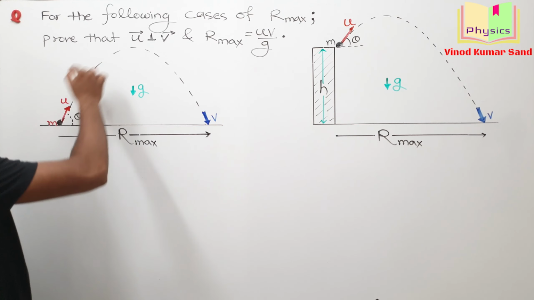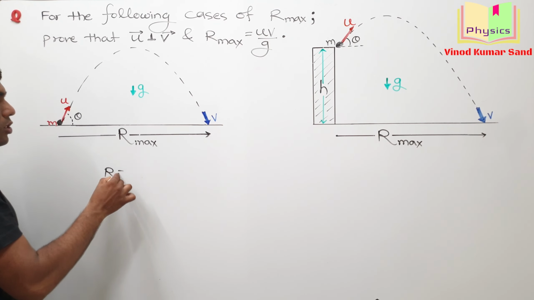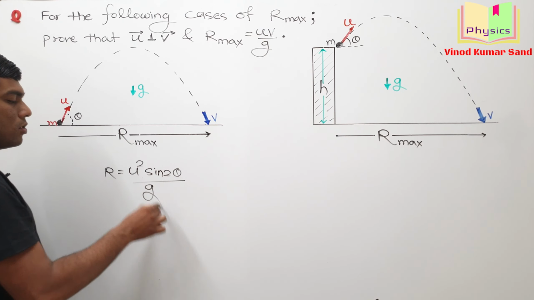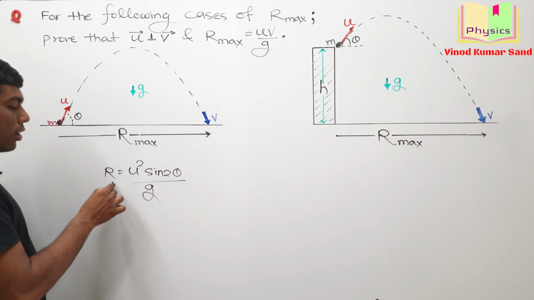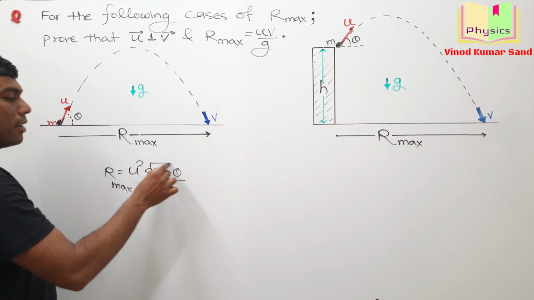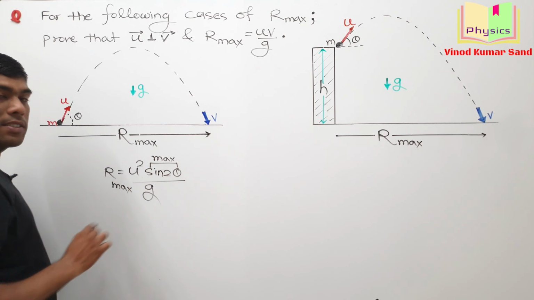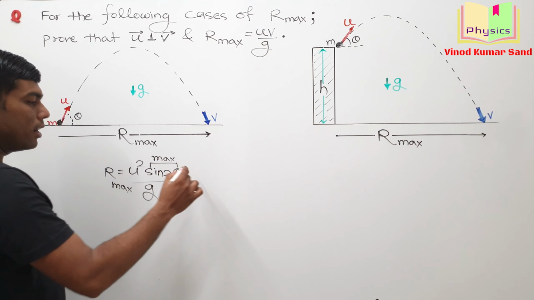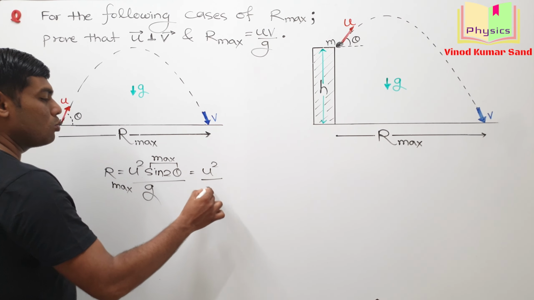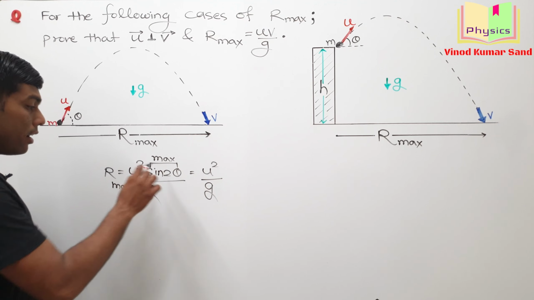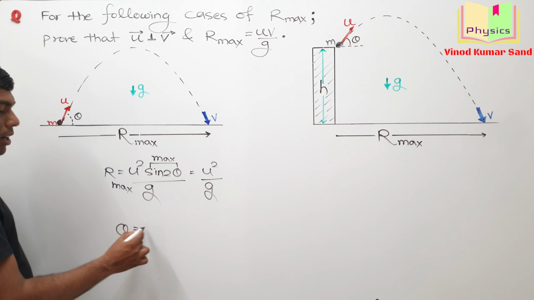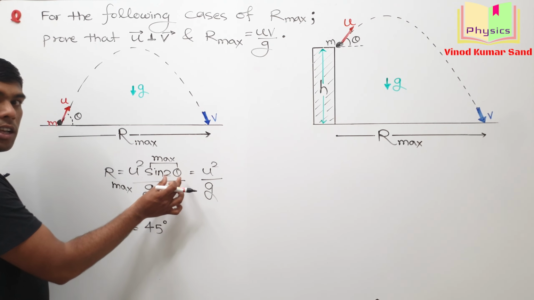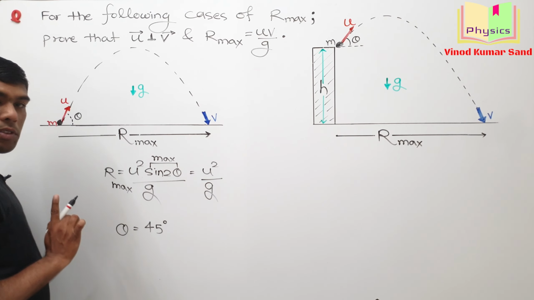For this case, we know the formula of the range was equal to u square sine 2 theta by g. If we want the maximum value of the range, then this term should become maximum. You remember that the maximum value of sine 2 theta can be 1. So the Rmax comes out to be u square by g. And for that, theta is equal to 45 degree. I hope you remember, 2 into 45 degree will become 90 degree, sine 90 degree will become 1.